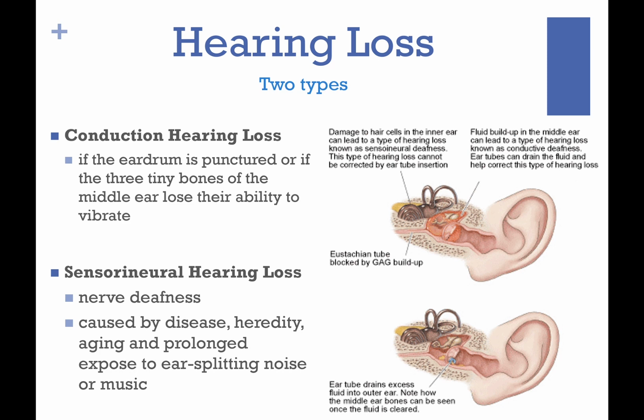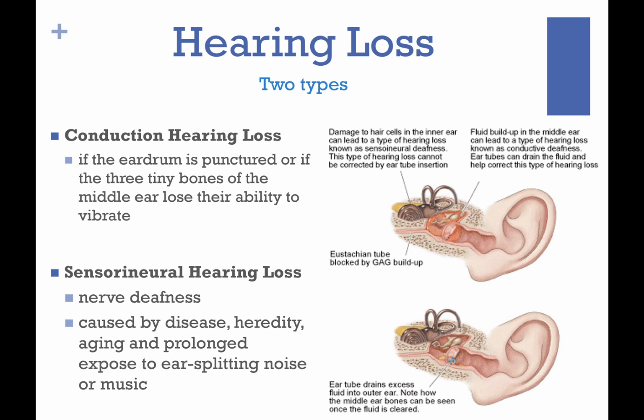Conduction hearing loss is damage to the outer or middle ear. Sensorineural hearing loss is damage or malfunction of the neural processes in the inner ear. So that's the difference. Conduction affects the outer and the middle ear, and sensorineural hearing loss affects the inner ear, the cochlea itself. Transduction cannot happen, or the auditory nerve. So nerve deafness is caused by disease, heredity, aging, and prolonged exposure to ear-splitting noise or music.